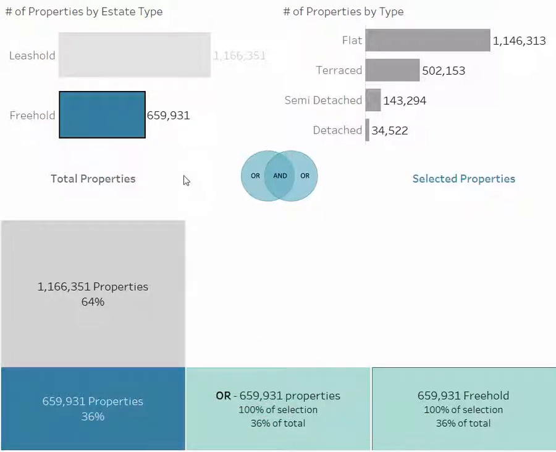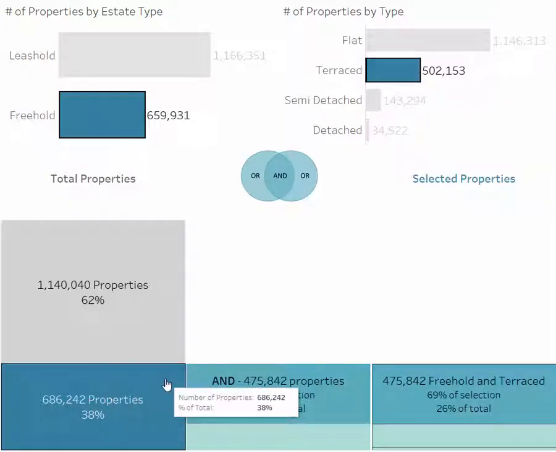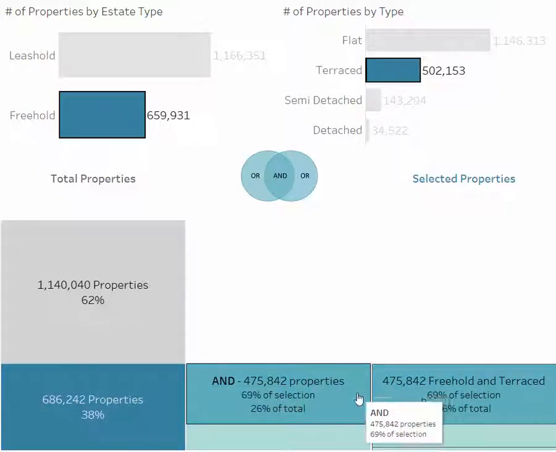So you may say, well, I would take freehold or a terraced property, but I don't require both. And so here note that that didn't actually increase the access to the market by that much. It only increased it by 2%. And the reason for that is because there's a very strong overlap between these two criteria. So given that a property is either freehold or terraced, in 69% of cases, it is both. And that represents 26% of the overall market.